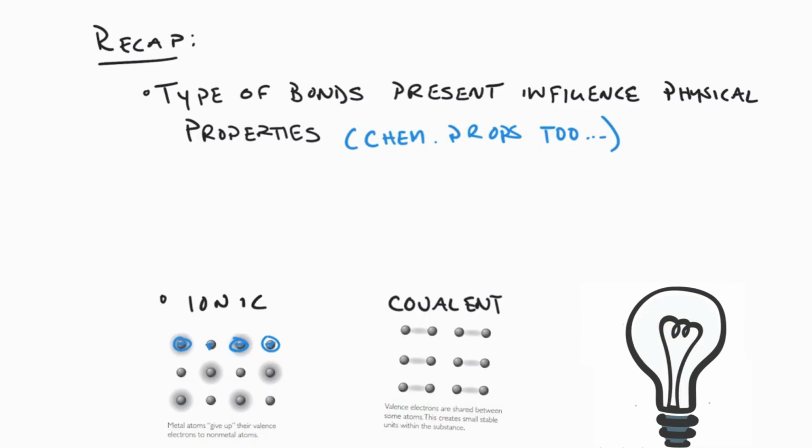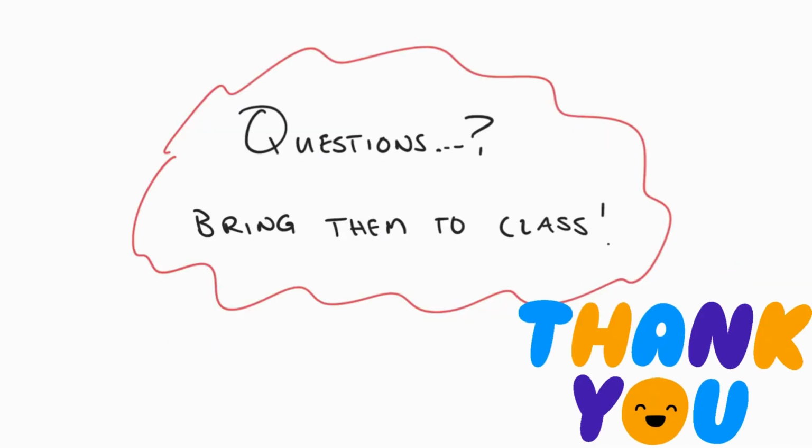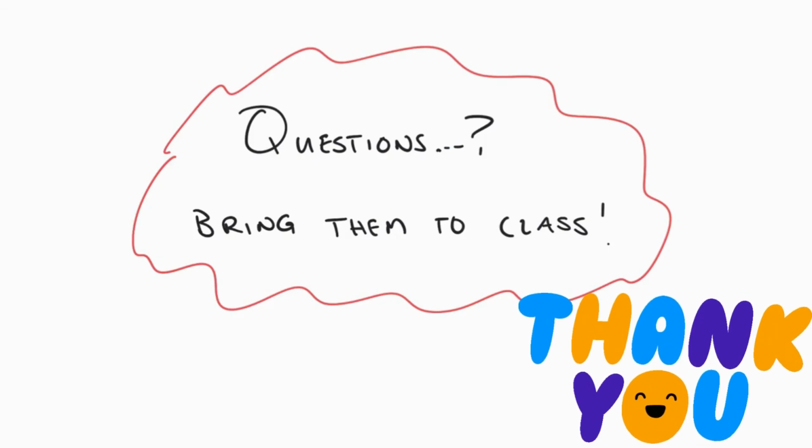If that's a covalent compound, I have these small stable units that are called molecules. So the molecules are held together by covalent bonds, and then the molecules are held to other molecules by relatively weak forces. I hope that you wrote down some questions. This is not easy to grasp the first time. So write down your questions, bring your questions to class, and we'll see you next time.